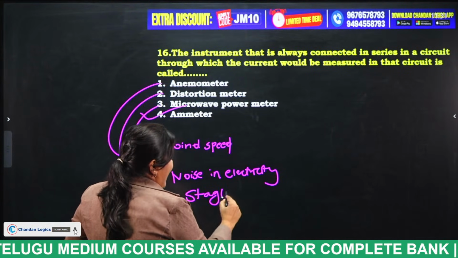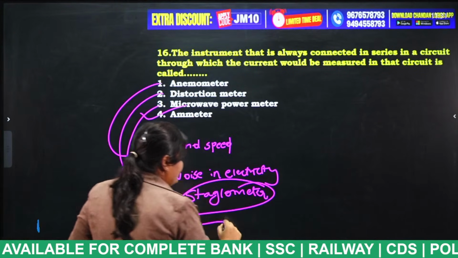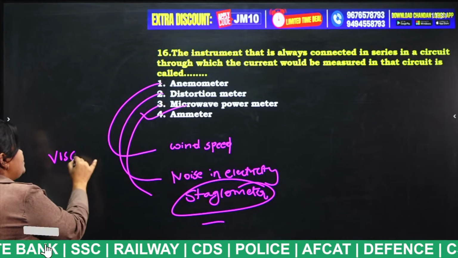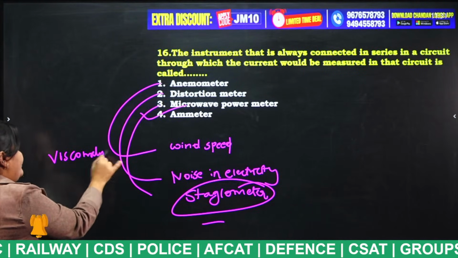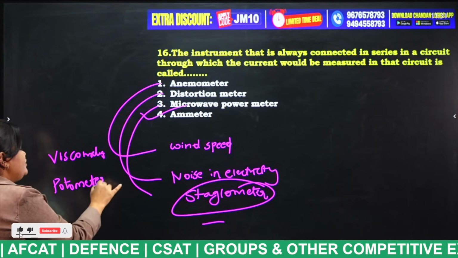Stalagmometer. Stalagmometer is used to measure what? So, this is the new word. Tell me students, stalagmometer is used to measure what? Viscometer, it is used to measure what? And potometer, it is used to measure what? Tell me students, each and every student.